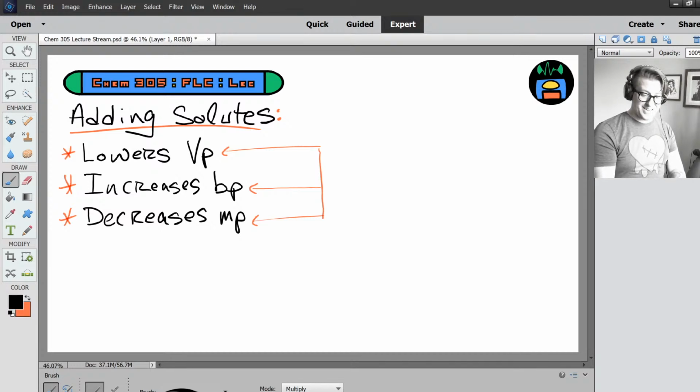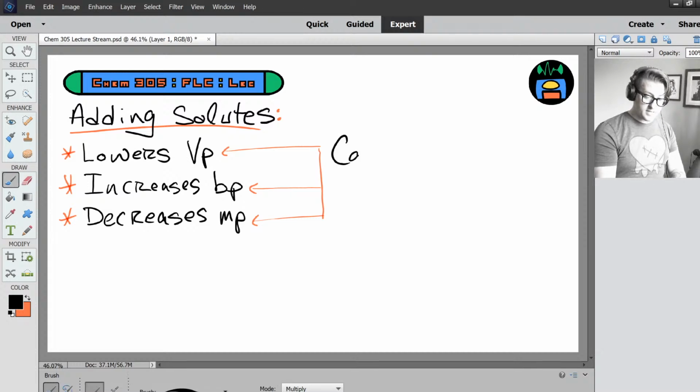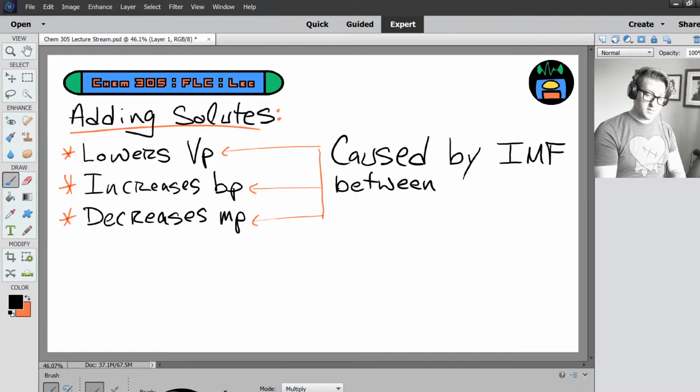was because, or I should say, that these phenomena are caused by the intermolecular attraction or intermolecular forces between the solute and the solvent.